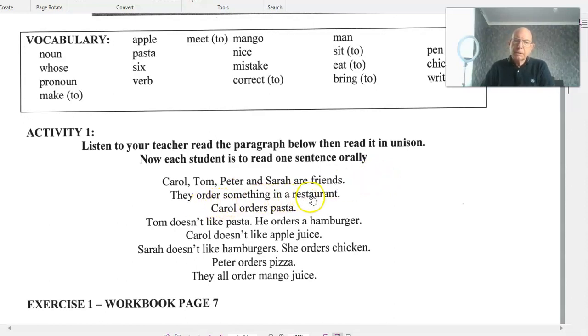Carol, Tom, Peter, and Sarah are friends. They order something in a restaurant. Carol orders pasta. Tom doesn't like pasta. He orders a hamburger. Carol doesn't like apple juice. Sarah doesn't like hamburgers. She orders chicken. Peter orders pizza. They all order mango juice.